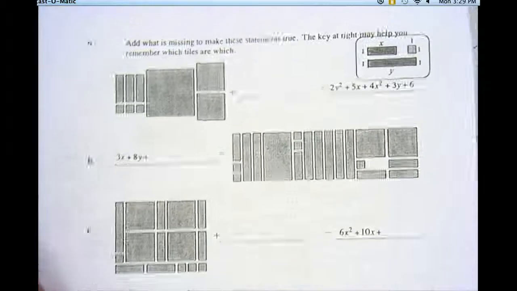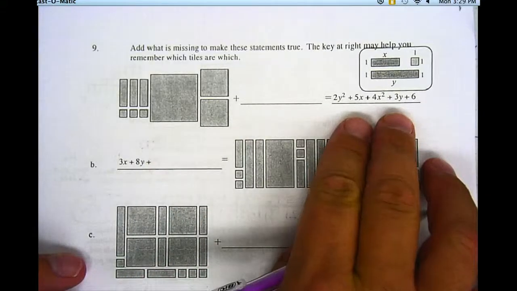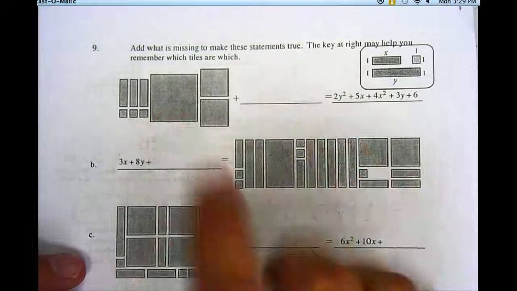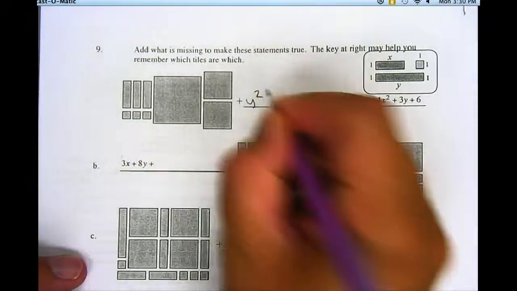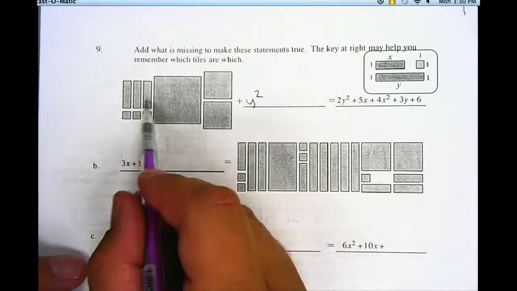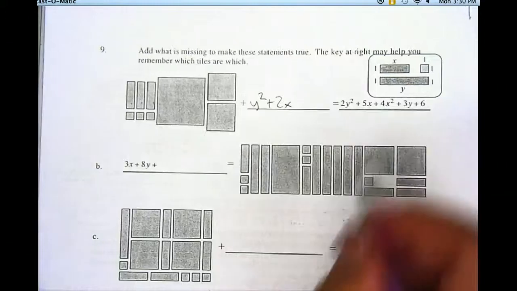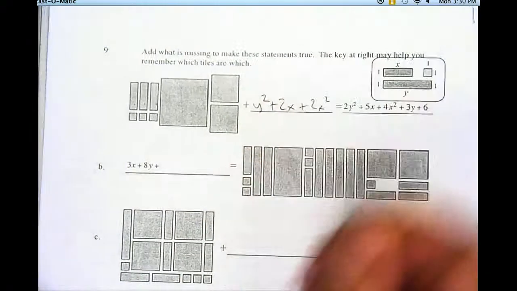I'm going to go to the back side of this. So now this is like an equality. So whatever is on this side of the equation has to be equal to that side of the equation. Well, right now it says I have 2y squared, and I only have a 1y squared. So I know I have to add 1y squared. I have to have 5x's, and I only have 1, 2, 3 x's, so I have to add plus 2x. I have to have 4x squareds, and I only have 2x squareds, so it's plus 2x squared.